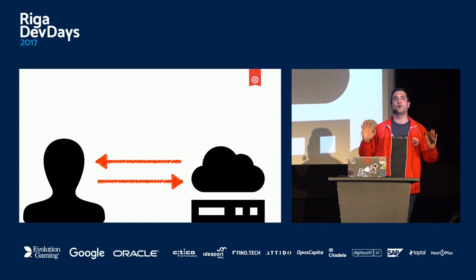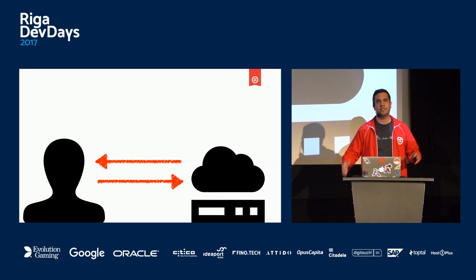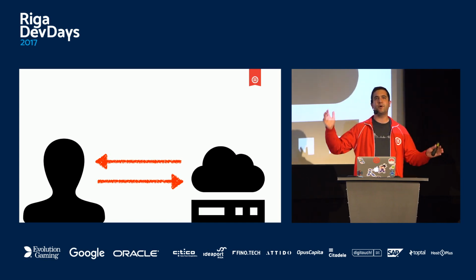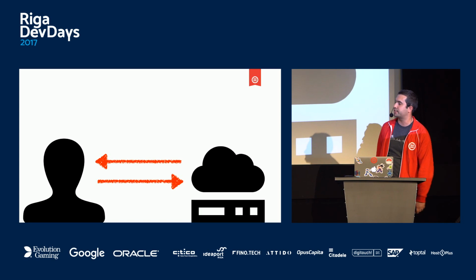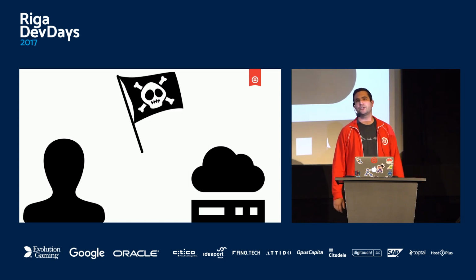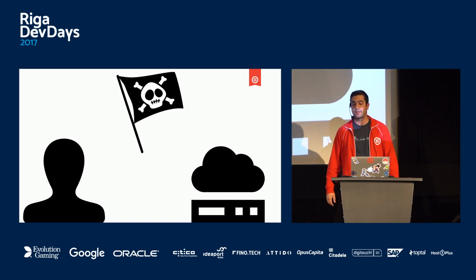So this is the principle of HTTP requests. You may have some security in the middle, you may have other things, but the principle of an HTTP request is this: make a request, get a response. Great. Now, let's introduce a new character to this, which I am representing as a pirate flag.